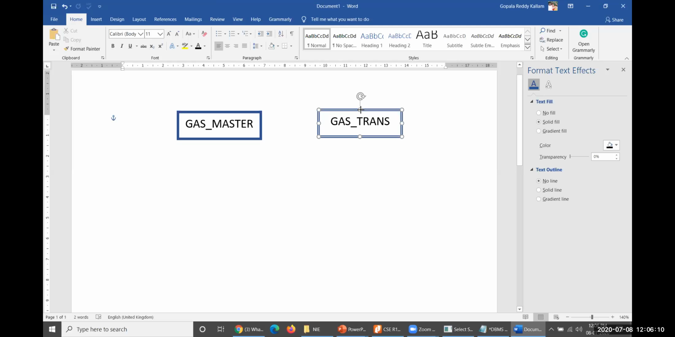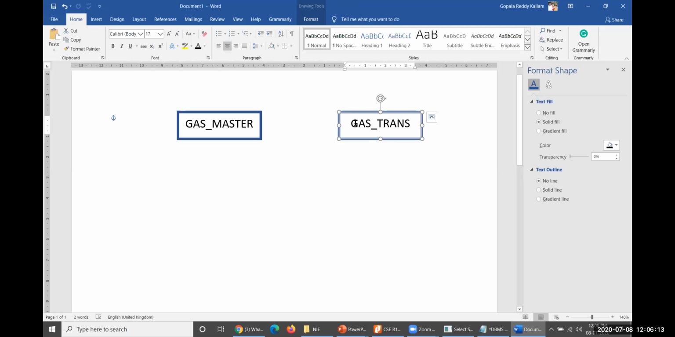So you could not enter data into this particular gas transaction here. Such kinds of tables will be called weak entities. Or such kinds of entities are called weak entities. These entities must refer to the values of their parent.